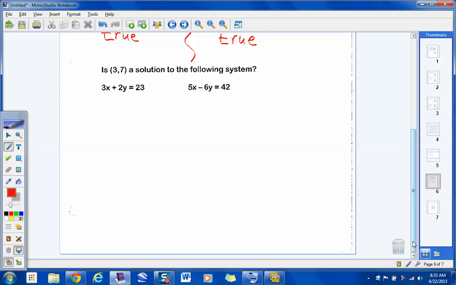Let's check the next one. What are you plugging in for x? So 3 times what here? Plus 2 times what? And we want to know if that equals 23, right? Okay, what's 3 times 3?